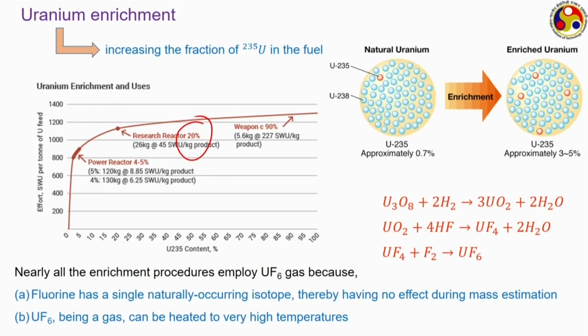This is the way UF6 is produced during that conversion process. First, that U3O8 that we are getting in the form of yellow cake is treated with hydrogen to form uranium oxide, UO2, uranium dioxide I should say, and that UO2 is then reduced using hydrogen fluoride to get UF4, which further reacts with fluorine to form UF6, and that UF6 gas is then taken to the enrichment plant.